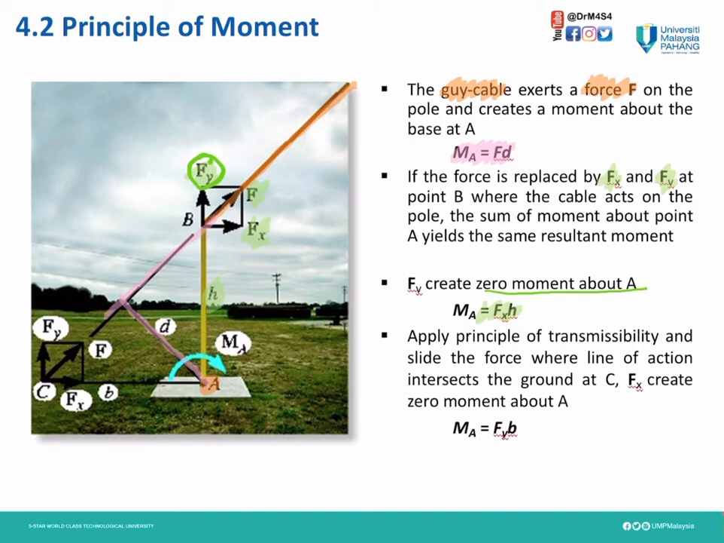Then, we apply the same principle of transmissibility. We slide our F to point C. So the Fx creates zero moment about A. However, for Fy, we will have a moment about A where MA is Fy times B. So B here is the perpendicular distance between Fy and point A.